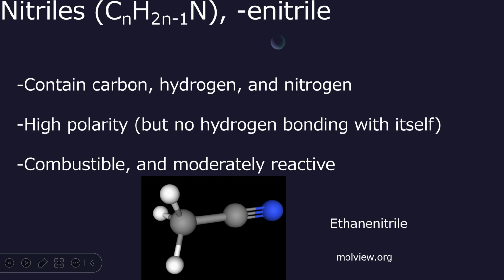So here's my example, ethane nitrile, carbon-nitrogen triple bond, you can see. That's sort of the defining section of nitriles, carbon-nitrogen triple bond. I think these can also be potential nucleophiles as well. And that brings us to the end.